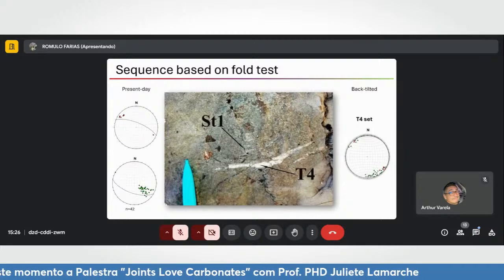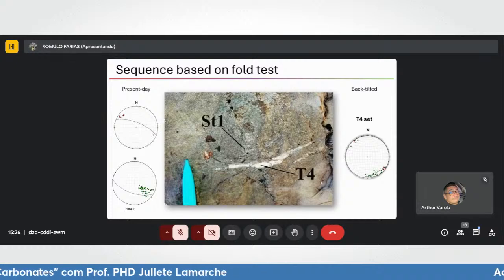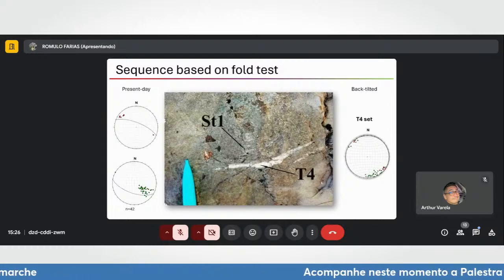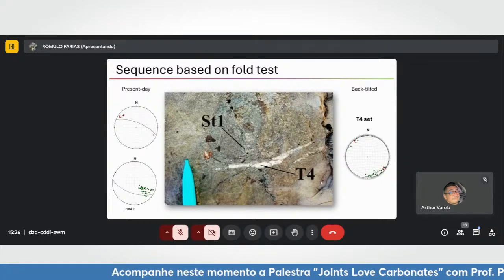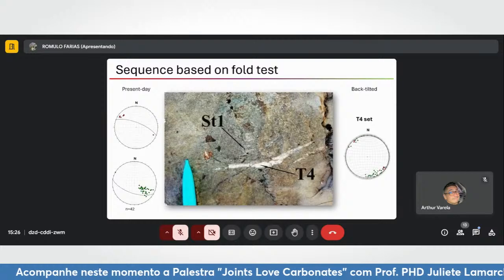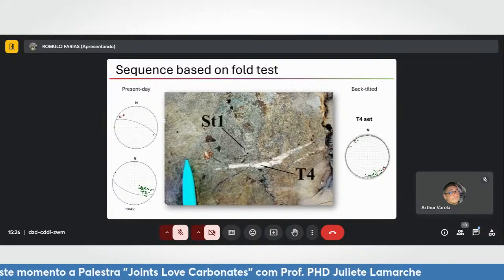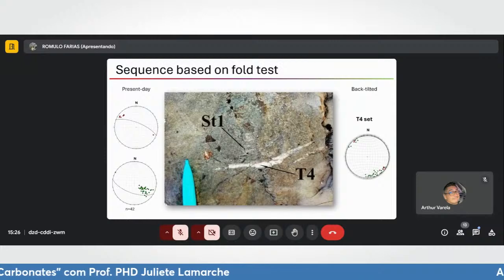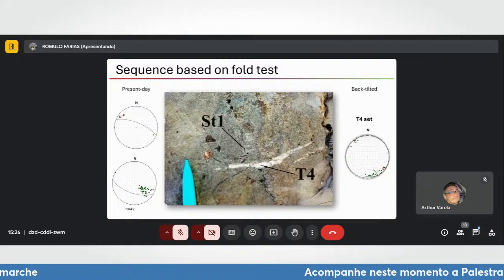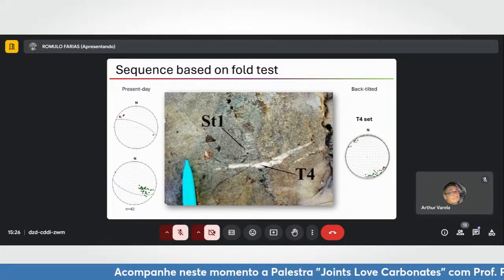I mean, how is it before folding and how is it after folding? So this is the present day projection of the structures. For instance, there are tectonic stylolites with the bedding here, and this is the back tilted structure, and you see that all stylolites are horizontal. So that means that the tectonic stylolite started to make pressure solution at the onset of the folding.